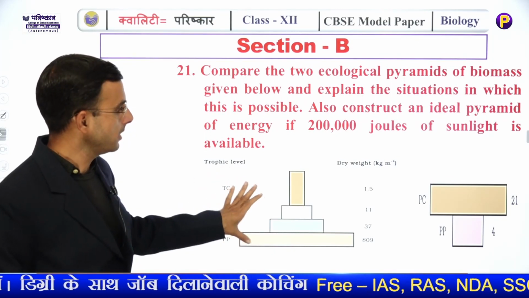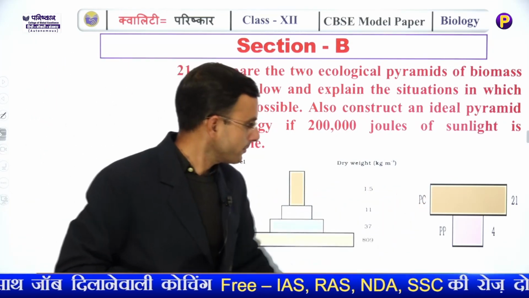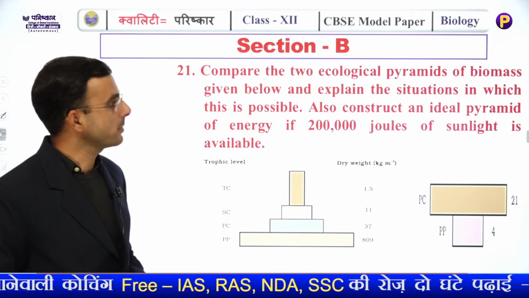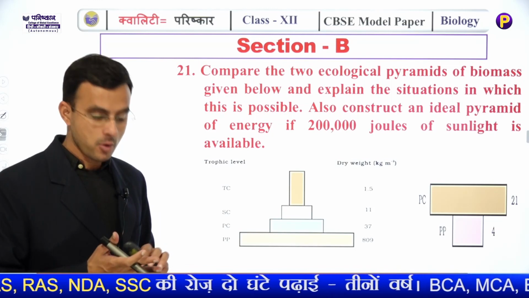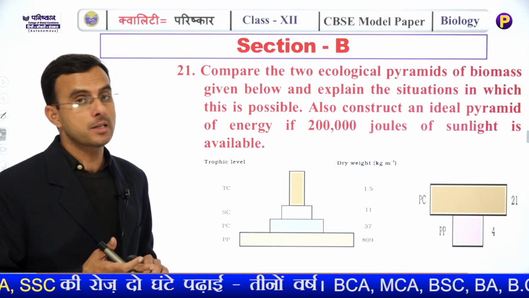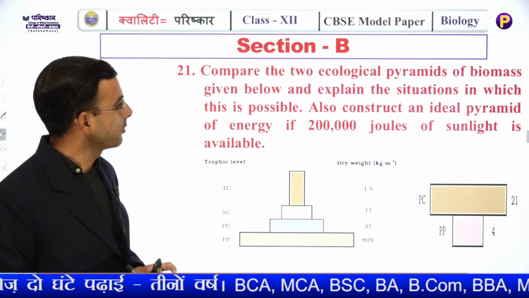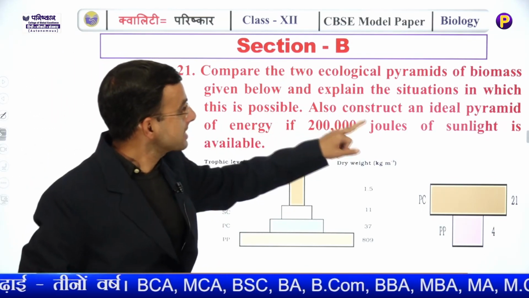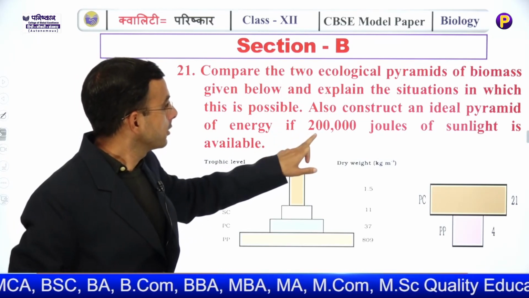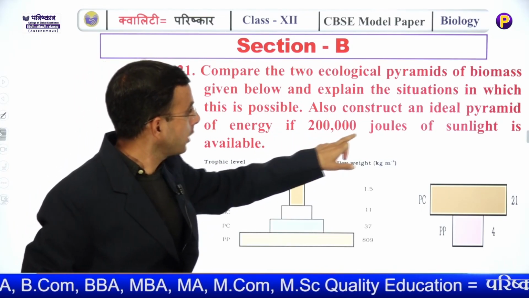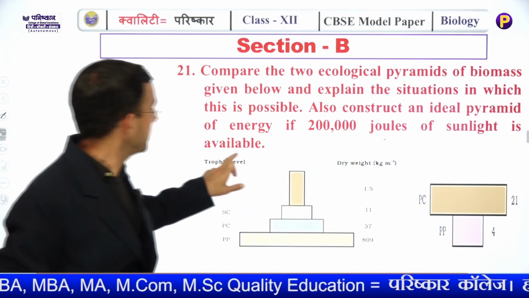There is the trophic level and there is the dry weight. There are two ecological pyramids here, because there are three types of ecological pyramid: pyramid of number, biomass, and energy flow. So there are three types. Now look at this one. Also construct an ideal pyramid of energy if 200,000 joules of sunlight is available.